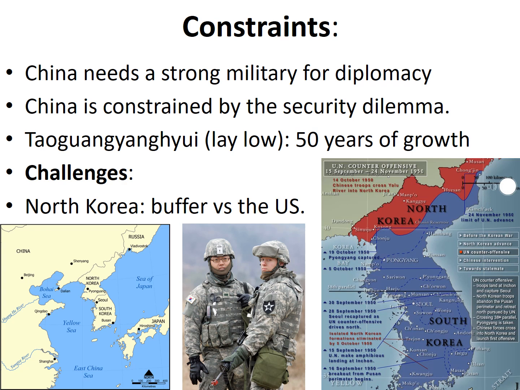Deng Xiaoping's Tao Guang Yang Hui, which is to lie low, was essentially a policy recommendation for China to be non-provocative for 50 years, during which it would be able to build up its economy. And clearly there's been a horrible miscalculation.